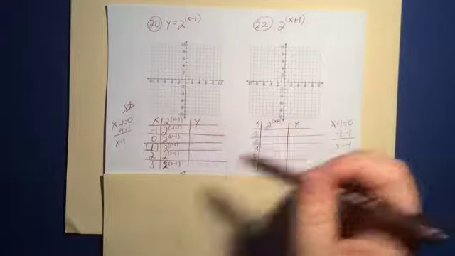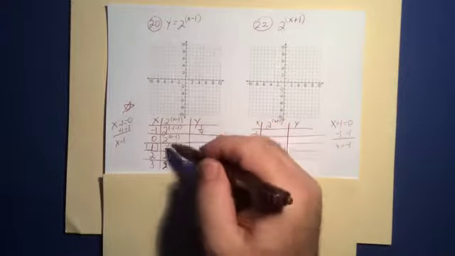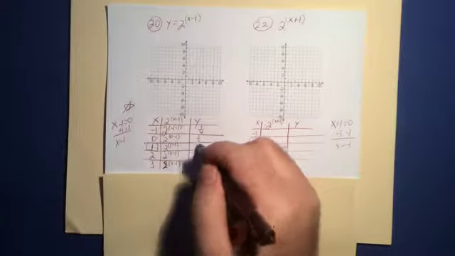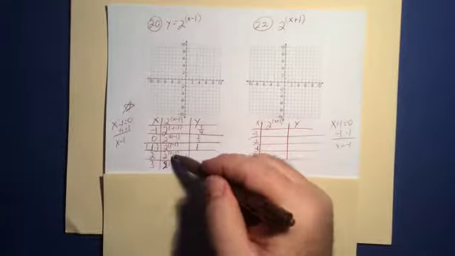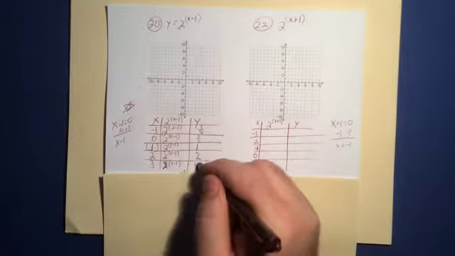Well, that's going to be 2 to the negative 2, so that's going to be 1 over 4. This is going to be 2 to the negative 1, or 1 half. This will be 2 to the 0, which is going to be 1. This will be 2 to the first, which is going to be 2. This will be 2 to the second, which is going to be 4.